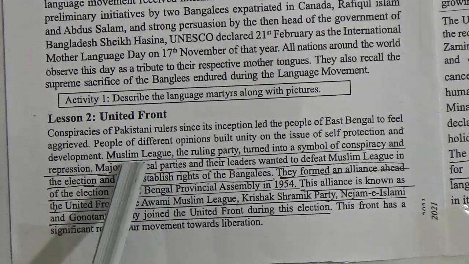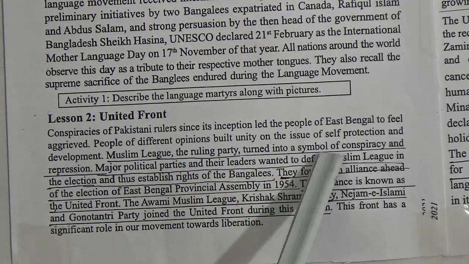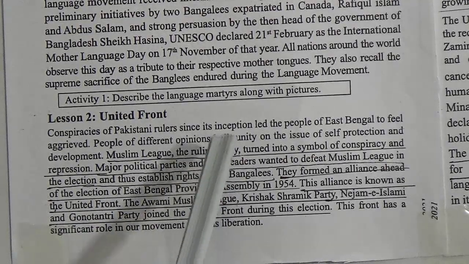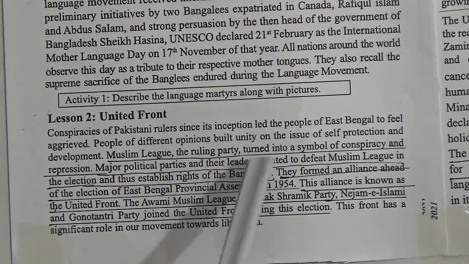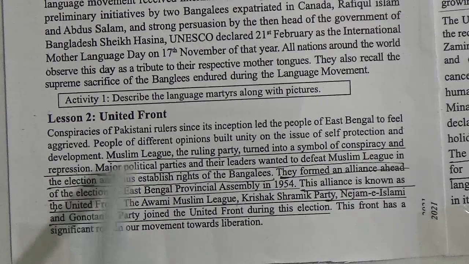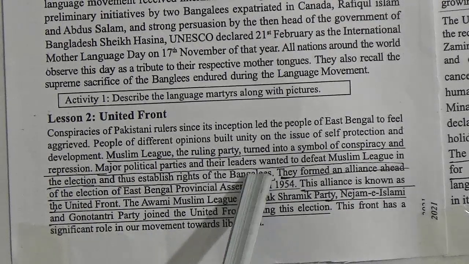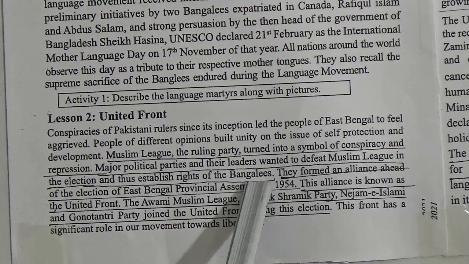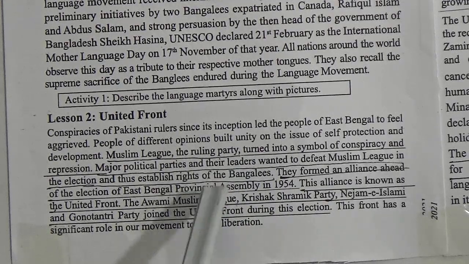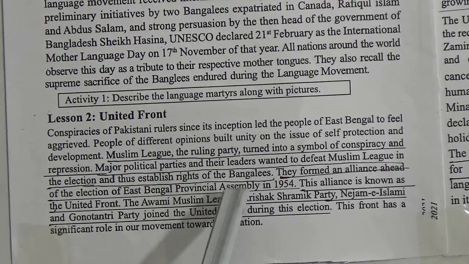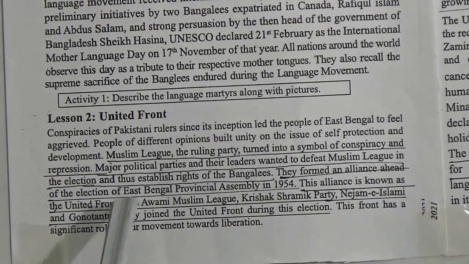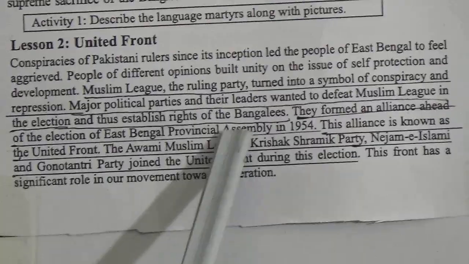Okay, so let's start. Muslim League, the ruling party, turned into a symbol of conspiracy and repression. Student, we know that the ruling party at that time was Muslim League, and Muslim League turned into a symbol of conspiracy and repression. That means torture. Major political parties and their leaders of the then East Pakistan wanted to defeat Muslim League in the election and thus establish the rights of the Bengalis.